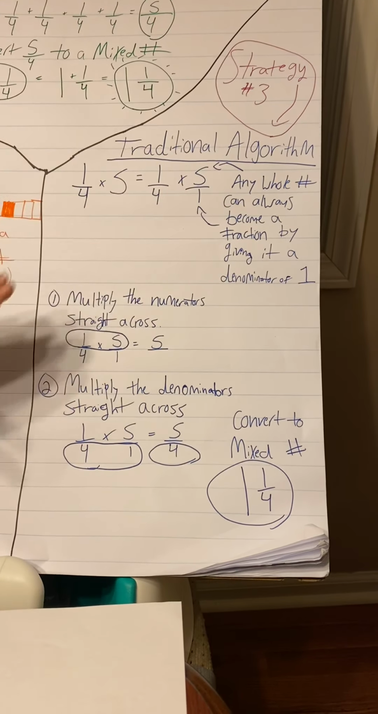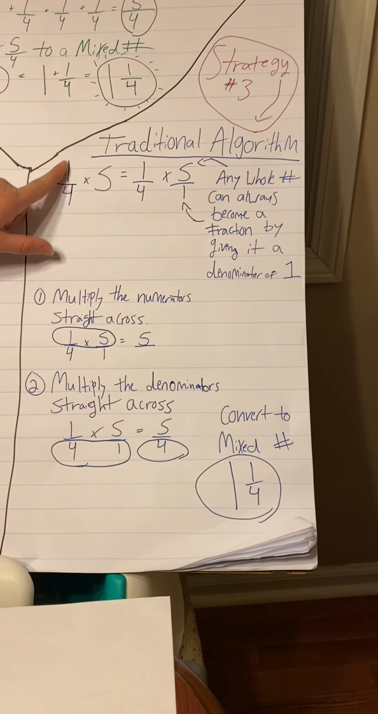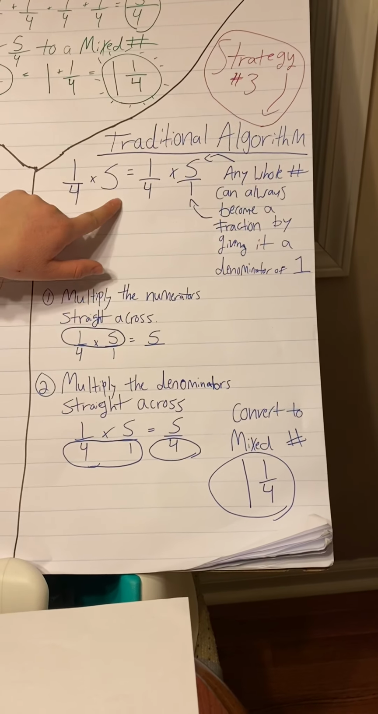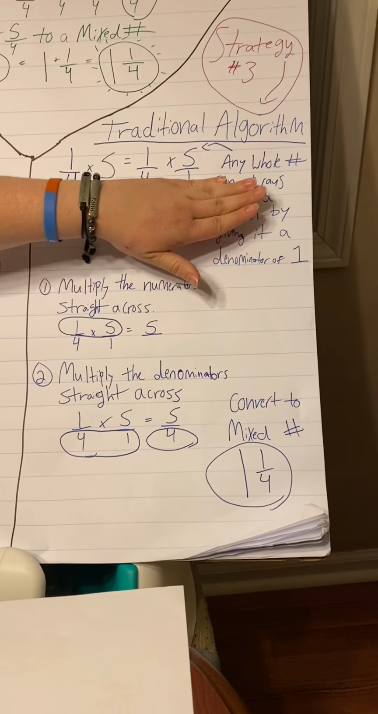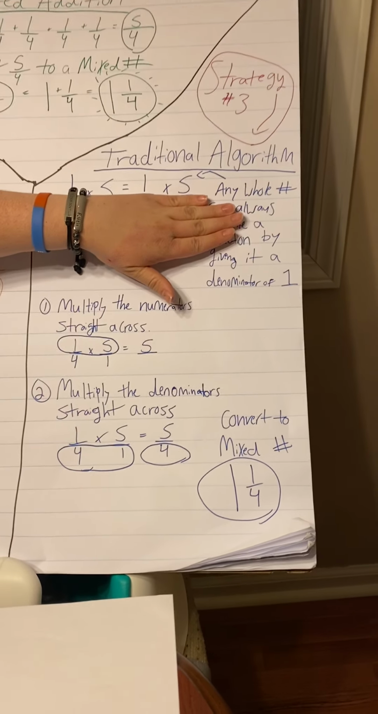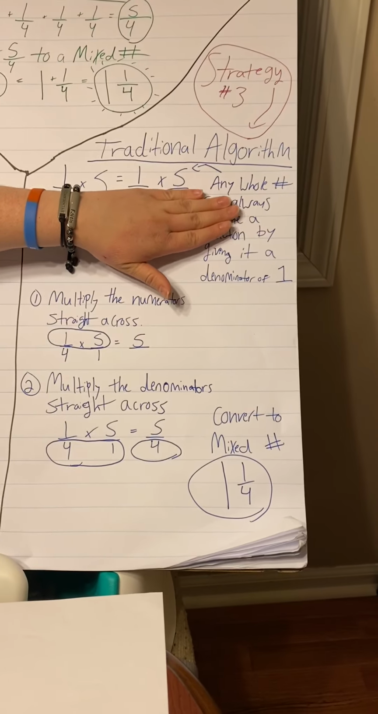So you can put the 1 under the whole number and then just multiply it. So this problem will become a whole new problem: 1/4 times 5 over 1. That's the same thing as 1/4 times 5. You're just adding the 1 as the denominator.